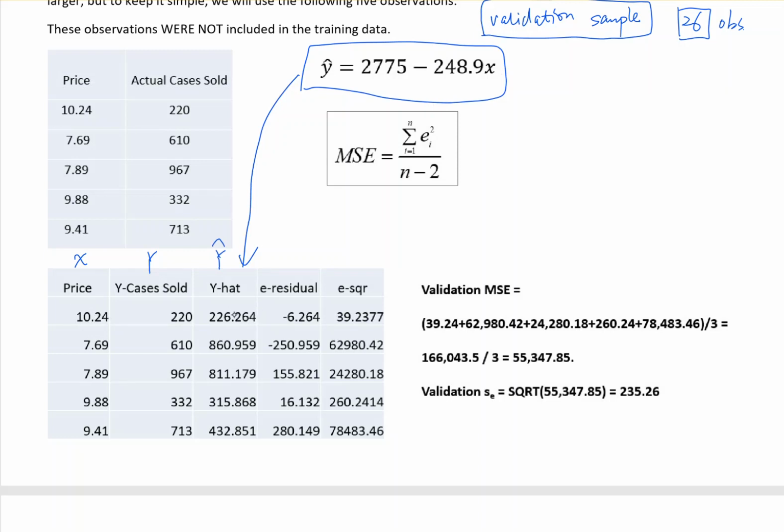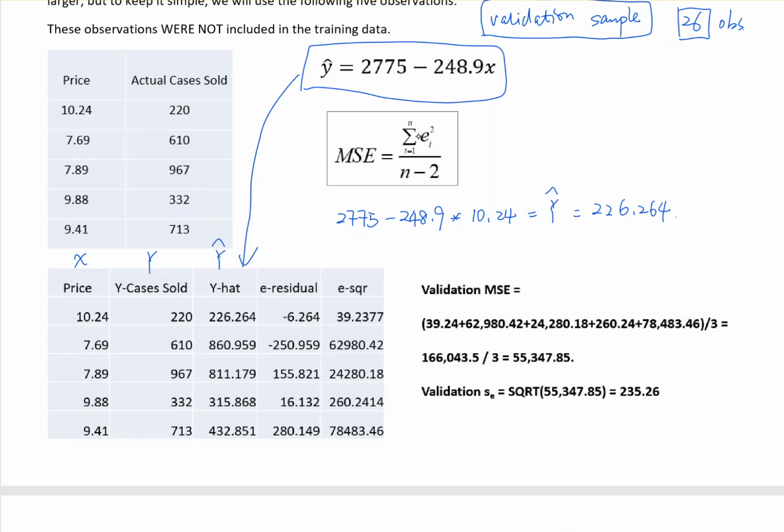So this 226.264 will be 2775 minus 248.9 times the corresponding X, which is 10.24, and then you have the Y hat, which is 226.264. All right, so this column is just based on the regression to get the predicted value of Y.